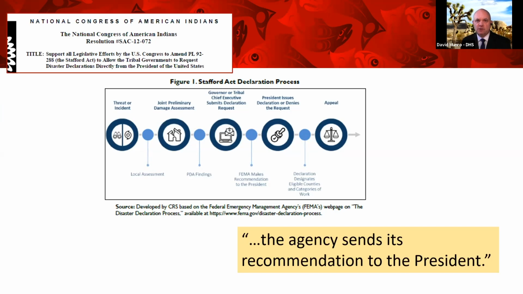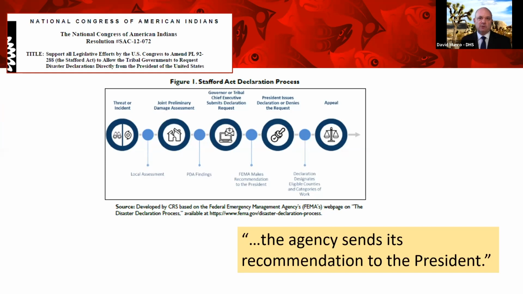Now that not only triggers most of the things we've been talking about, some additional resources, but it also triggers some activities that FEMA can then do and provides funding for those things. You've heard technical assistance offered quite a bit, and that's one of the things that is opened up. But the part in between is, it's not like the request goes directly from a FEMA office to the president.